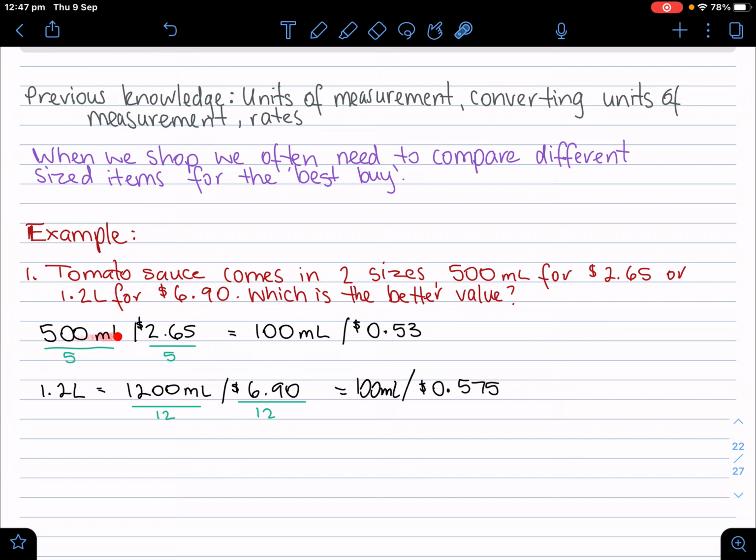Well, option A is a better buy because you're getting it cheaper per 100 mils. So therefore, the 500 millilitres for $2.65 is the better buy.